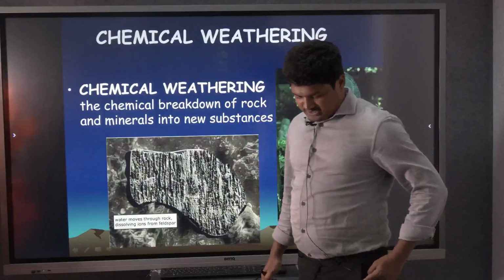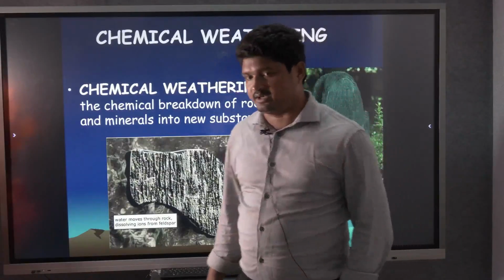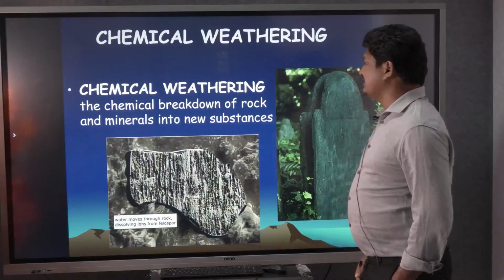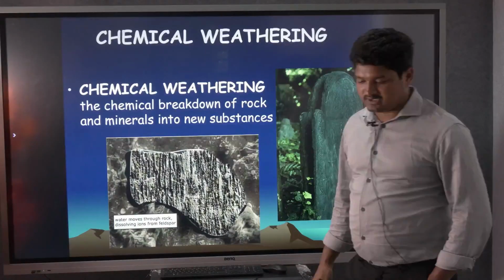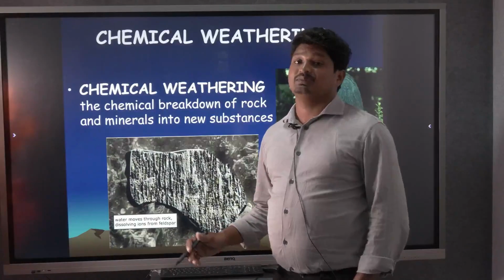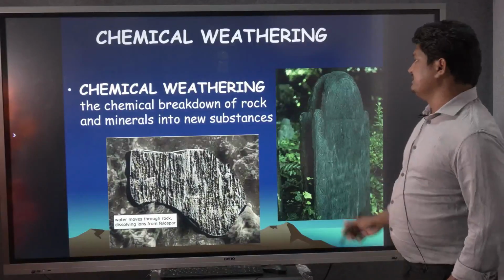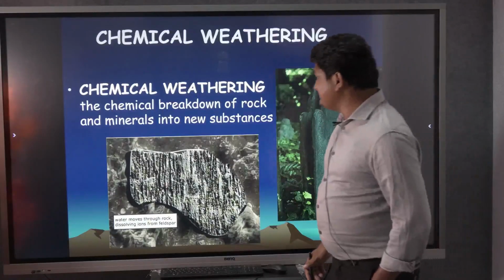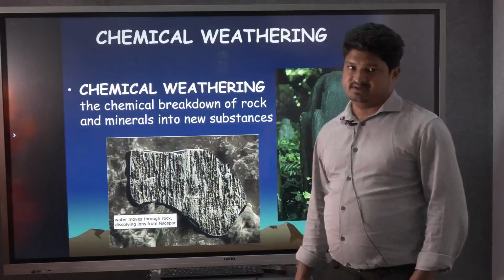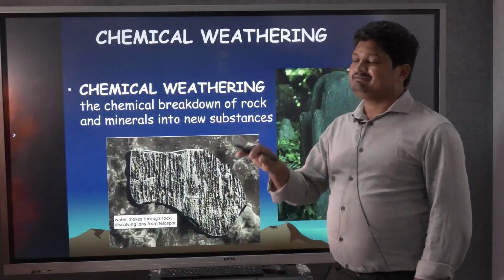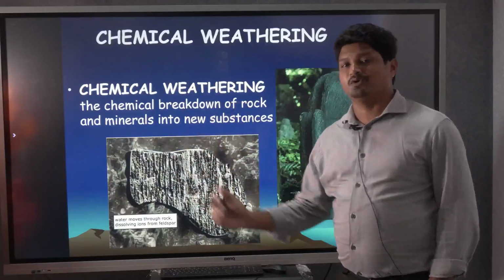Now coming to chemical weathering. Chemical weathering's major agent is water. So without water, any chemical reaction is not applied in that rock area. Chemical weathering is a breakdown of rock and minerals into new substances. So when water is added in that particular rock area, it will be converted into a new compound.